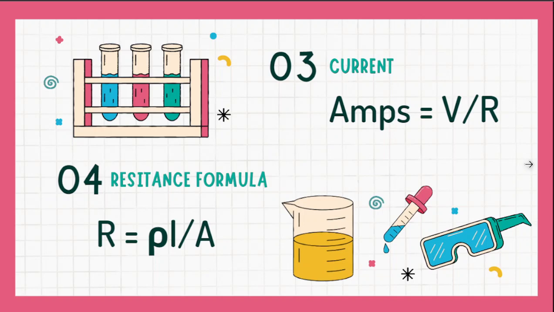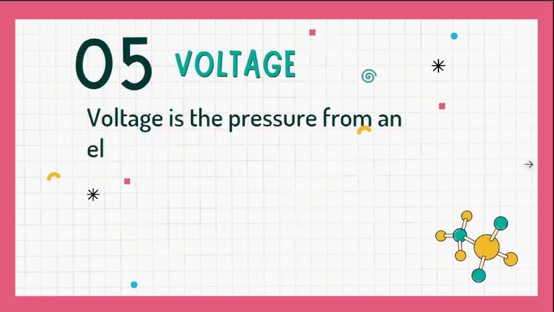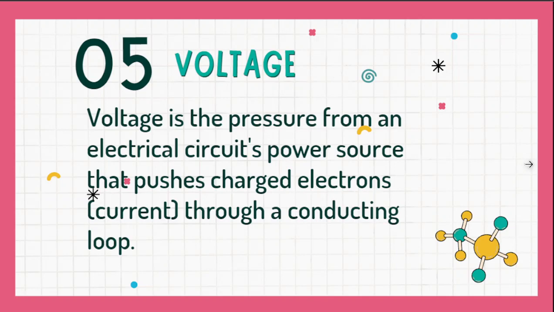Okay, now let's understand voltage. What's the definition of voltage? Voltage is the pressure from an electric circuit's power source that pushes charged electrons, which is the current, through a conductor. So as I've said, voltage is the cause. Voltage is the pressure from an electric circuit's power source.